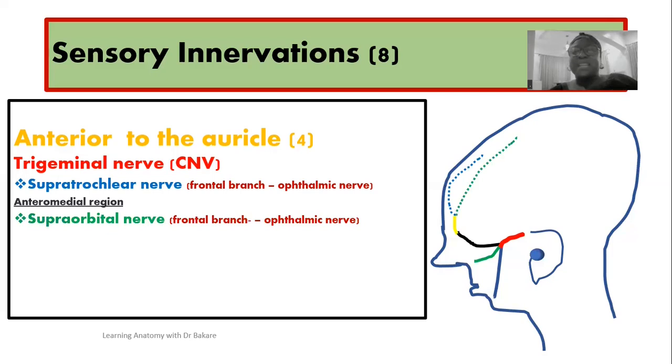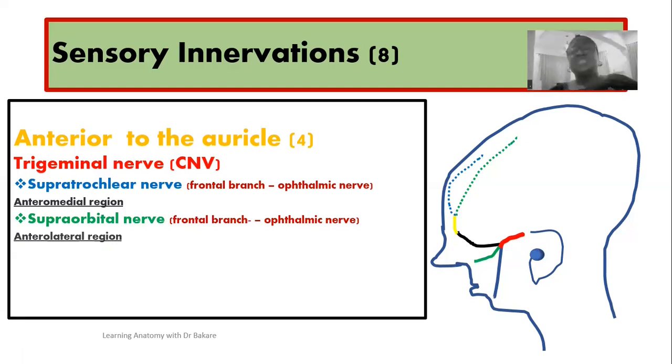Then the second branch is the supraorbital nerve. This is the supraorbital nerve here, highlighted in dotted green. The supraorbital nerve is also a branch from the frontal nerve, which of course is the branch from the ophthalmic that branches from the trigeminal nerve. So this supraorbital nerve will be supplying the anterior lateral region of the scalp. This is the region where we have the auricle, and the entire region from this midline region to this side is where we have the anterior region of the scalp that is located anterior to the auricle. So if the supratrochlear is supplying the anterior medial region, the supraorbital will be supplying the anterior lateral region.